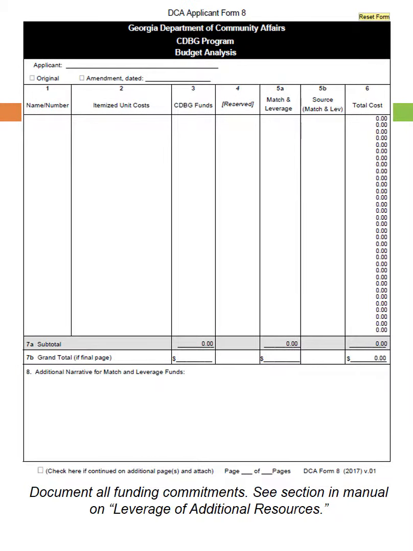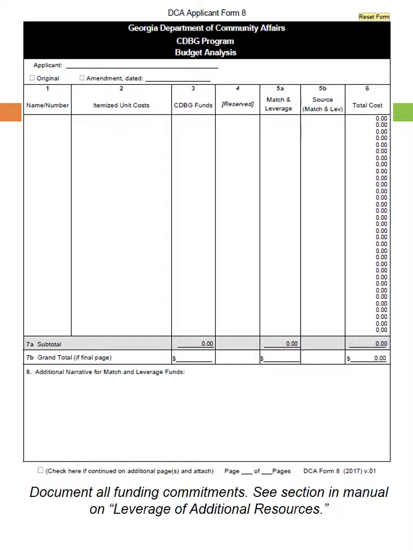DCA 8, the budget analysis, should show CDBG funds as well as other funds generally referred to as match and leverage. Under column 1, please list the budget code and a brief description. As an example, P03J02 sewer facilities. Column 2 should have a little more description of what's being done. Column 3 would be any CDBG funds going into that activity.